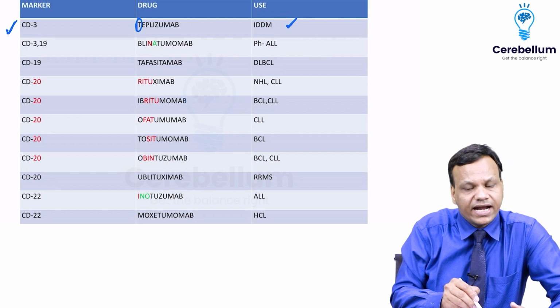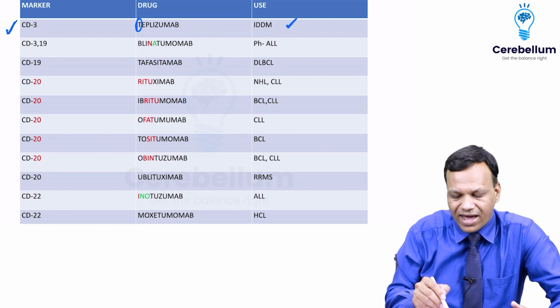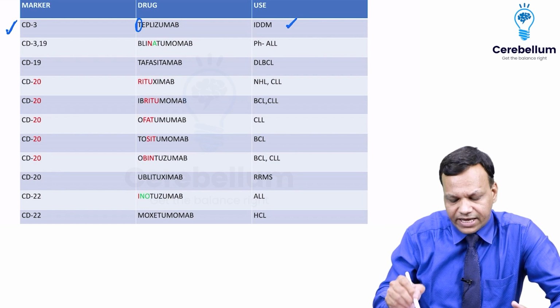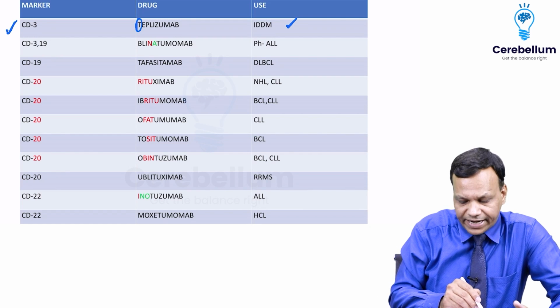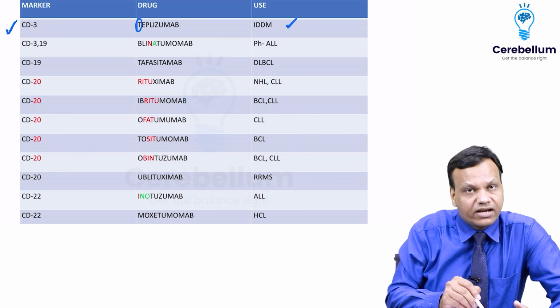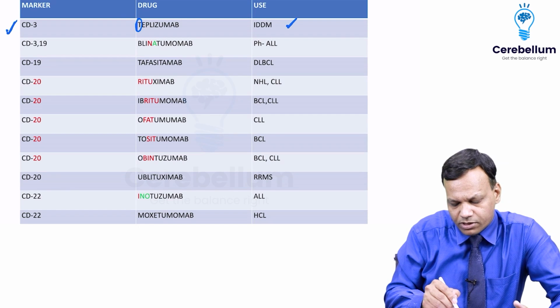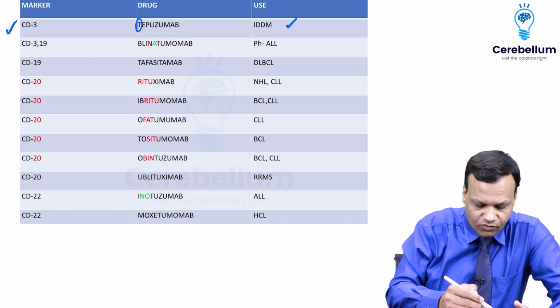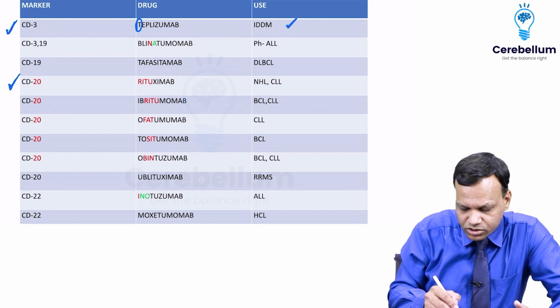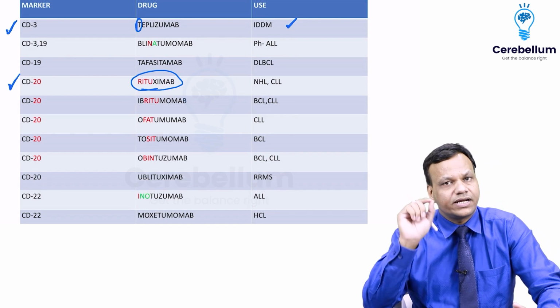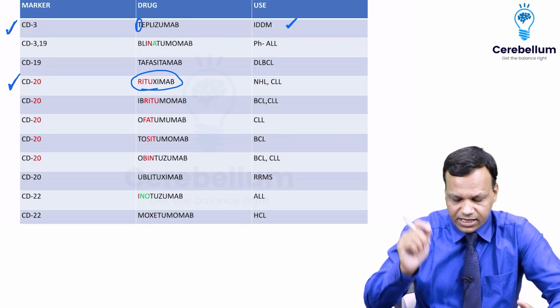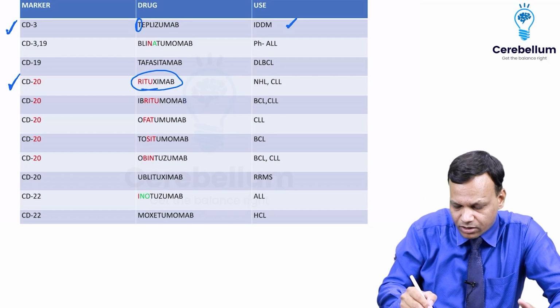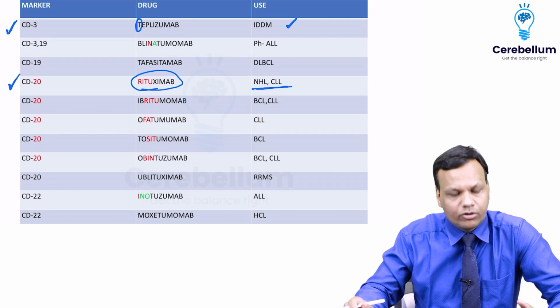Then we have CD3 and 19. The drug is blinatumomab for Philadelphia negative ALL. CD19 monoclonal antibody is tafasitamab. It is for diffuse large B cell lymphoma. CD20, this you need to remember, rituximab. Any drug containing ritu in the name is against CD20, and that is for B cell cancers like non-Hodgkin lymphoma and chronic lymphoid leukemia.